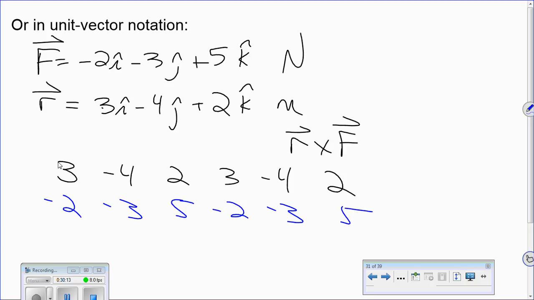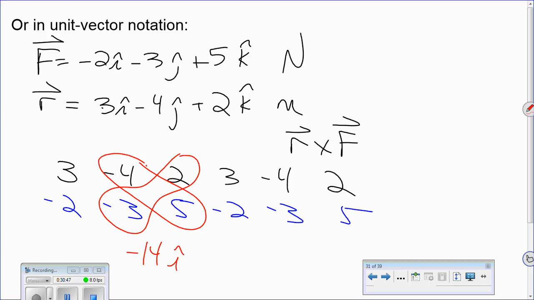Okay, so what you're going to do is start, so this is ijk, right? So i is here. Remember, j cross k is i, or k cross j is i. I don't remember which one off the top of my head. But I'm going to do this and this, and that gives me my i term. So it's negative 4 times 5, which is negative 20. And then you do minus these guys. So negative 20 minus negative 6 is negative 14. That's my i component.